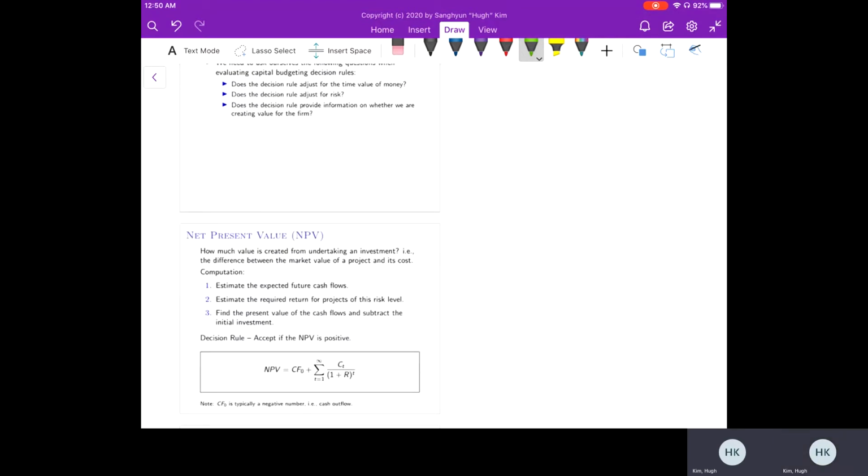The first capital budgeting decision rule we're going to study is based on net present value, or NPV for short. The NPV rule asks how much value is created from undertaking an investment. The NPV rule directly asks whether we're creating value for the firm. Given the initial cost of a project, CF0, which is a negative number representing cost or cash outflow.